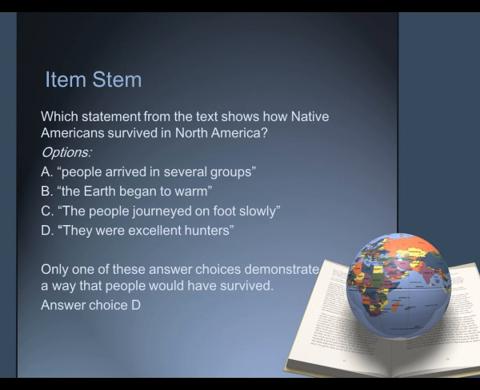The item stem for this selected response item asks students this: which statement from the text shows how Native Americans survived in North America? And those are their 4 option choices. Only one of these answer choices truly demonstrates a way that people would have survived, and that answer choice is D. But take a look at A, B, and C very quickly. Are these facts that were presented in the prompt itself? Pick one here, hold it in your mind, and let's go back and look at that question again.